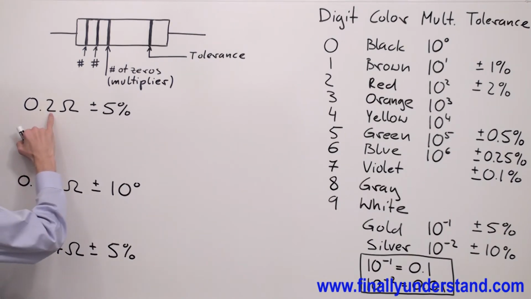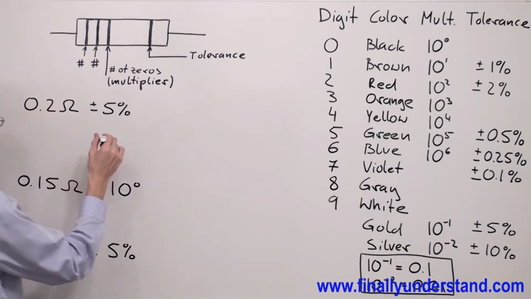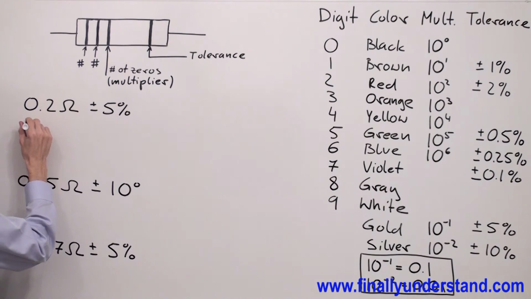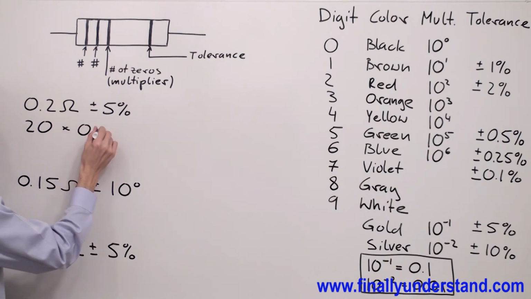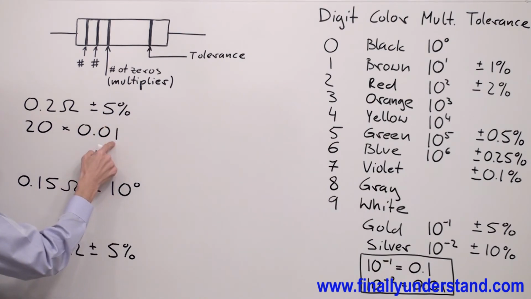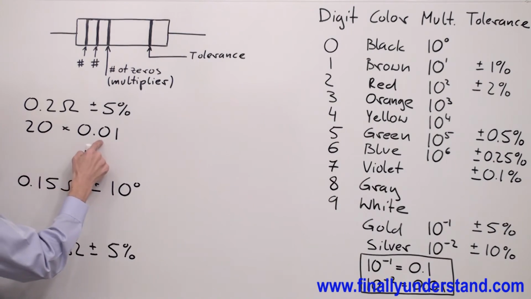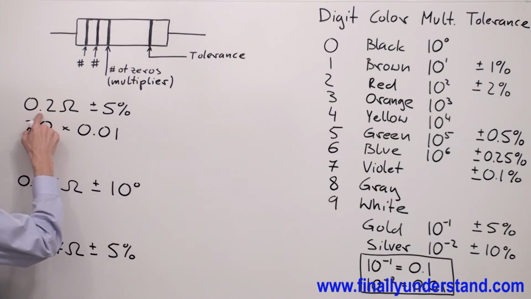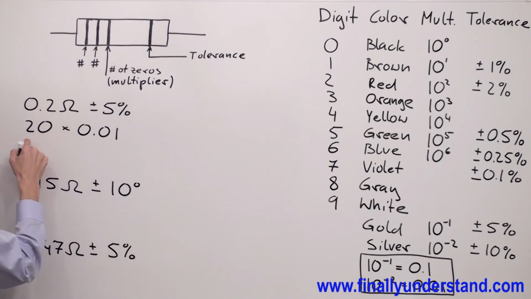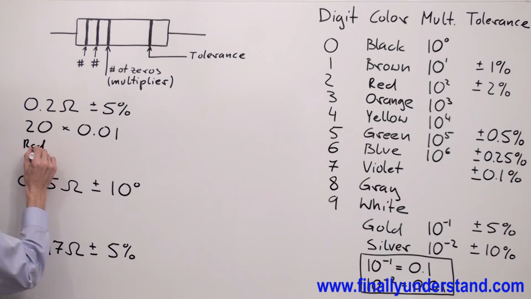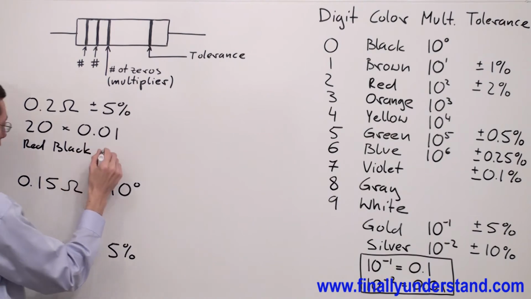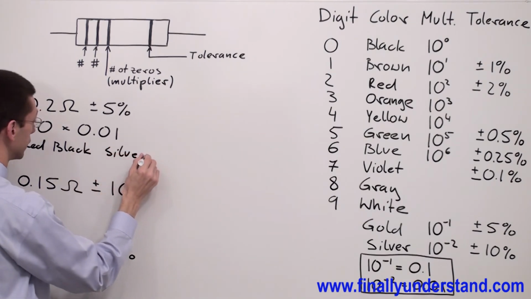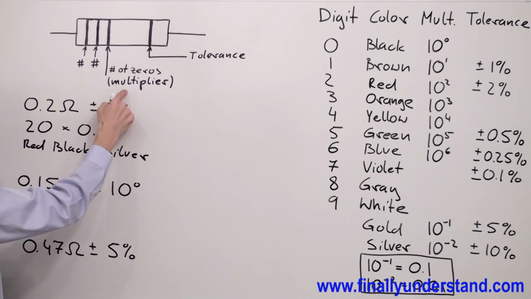You're supposed to go to the very first significant digit in this value. I have 2. So I can rewrite this as 20 times 100. 20 times 100 gives me 2 tens. So I'm going to have colors red, black, and silver, because the third band represents the multiplier.